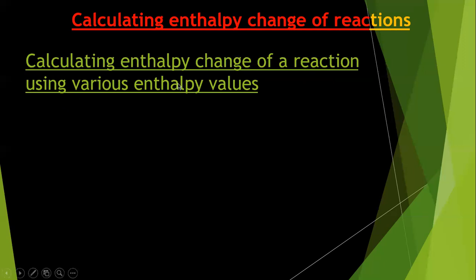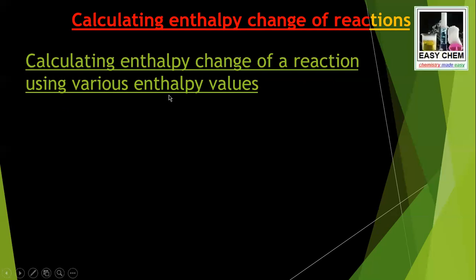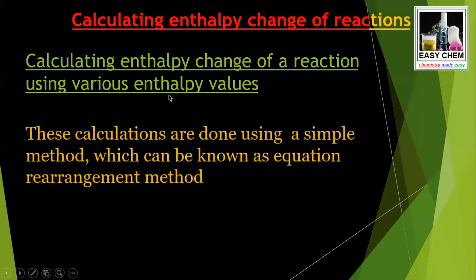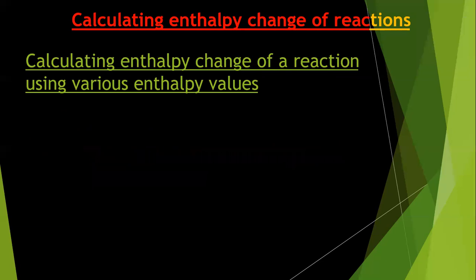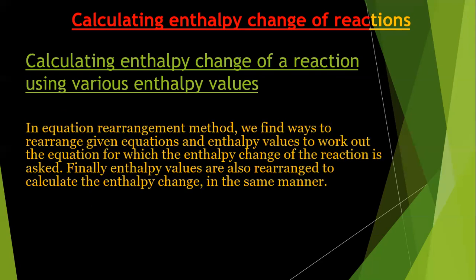I call it simply the equation rearrangement method. These calculations are done using a simple method which can be known as equation rearrangement method. Why? Because we simply rearrange equations to arrive at our work, to do the final enthalpy calculation. Now here rearrangement means we may have to multiply an equation by a value.